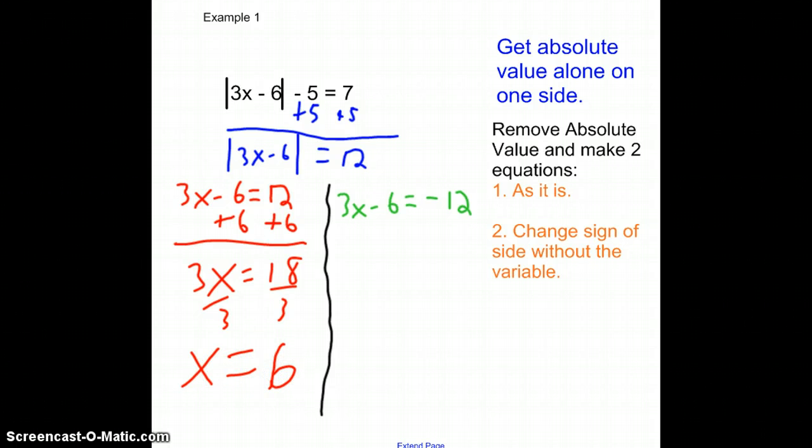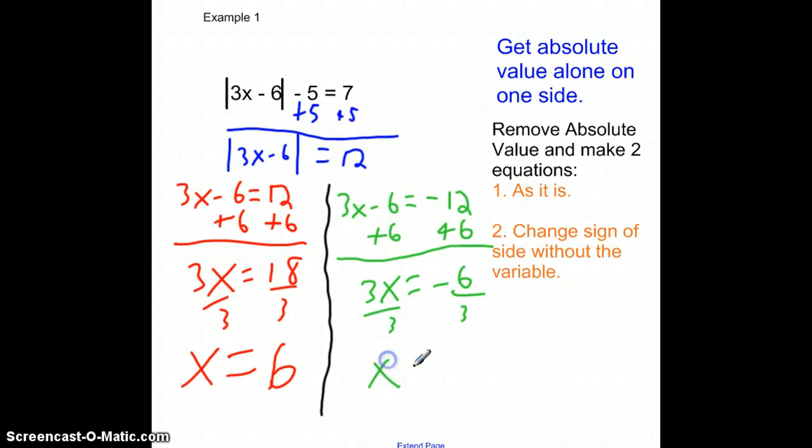Alright, take a look at the second equation we made. Again, it's two equations, same process though. Add 6. The numbers will work out a little differently because we have this negative 12 as opposed to a positive 12. On the left side we have 3x. On the right side, negative 12 plus 6 gives us negative 6. We'll divide by the 3 we have here. x equals negative 2. So there's two answers here.